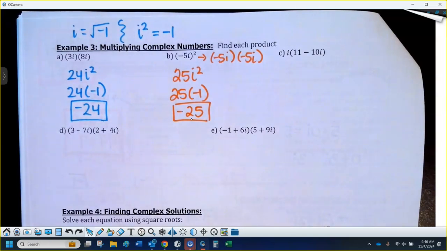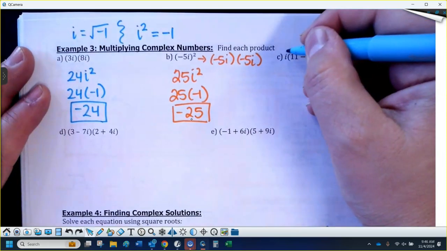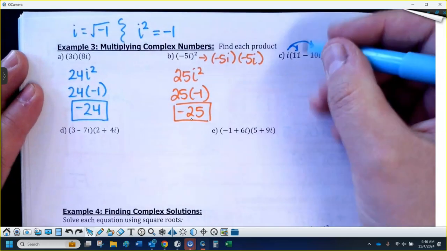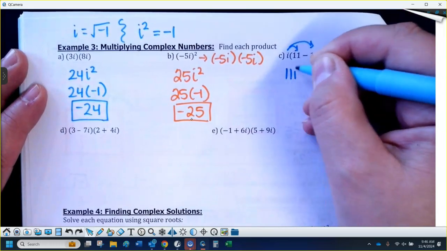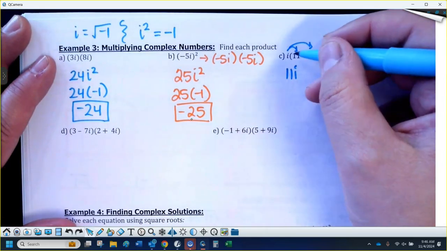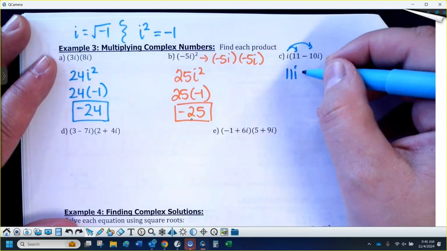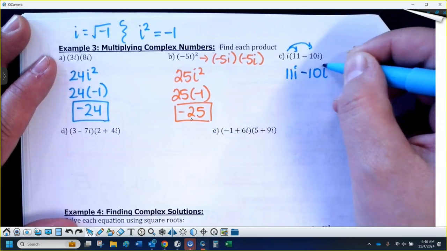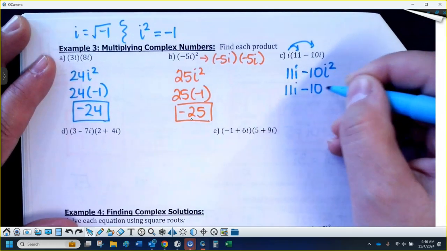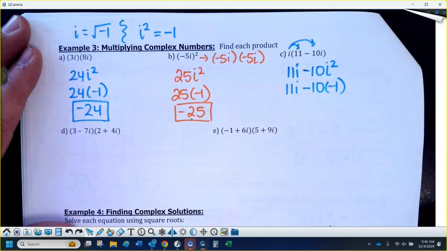The rest of these are going to involve some parentheses. So for this guy, you can always multiply. You cannot always add or subtract. You have to have like terms to add or subtract, but you can always multiply. So I'm going to take i and multiply it by 11. So we would just write 11i. You'd write the i after the number. The other term is i times -10i. So I would just write -10 and then i squared. But we know that i squared is really equal to -1.